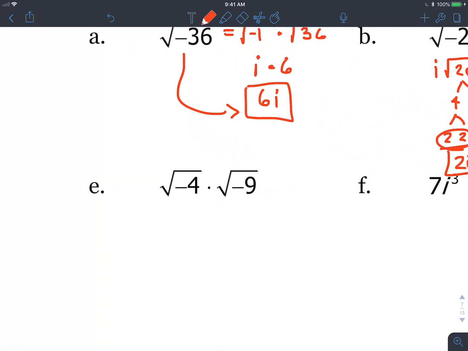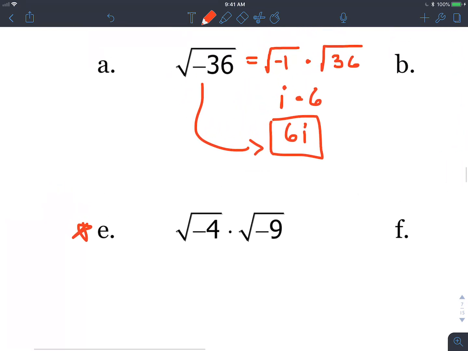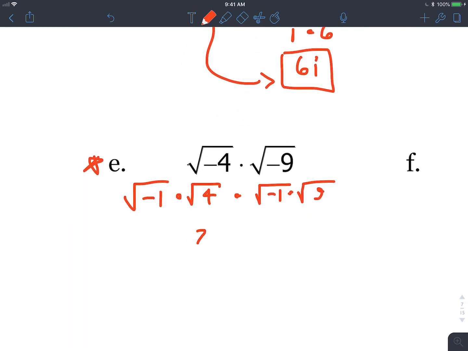This one's kind of a tricky one because a lot of people are going to want to say, oh, negative 4 times negative 9 is, I guess, positive 36 here. But kind of like the one above, we're going to write this as square root of negative 1 times the square root of 4, and times the square root of negative 1, going with the 9, and then times the square root of 9 right there. Now obviously the square root of 4 is going to be 2, and the square root of 9 will be 3.